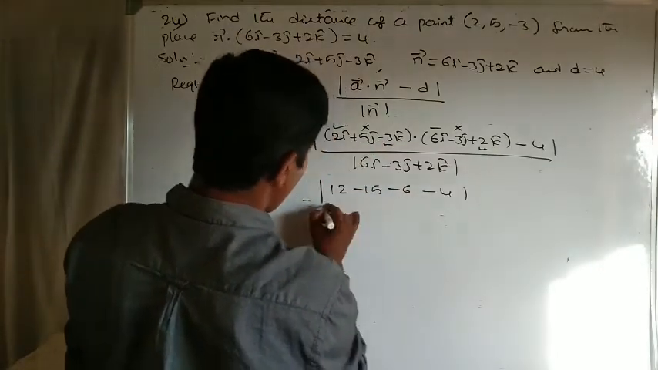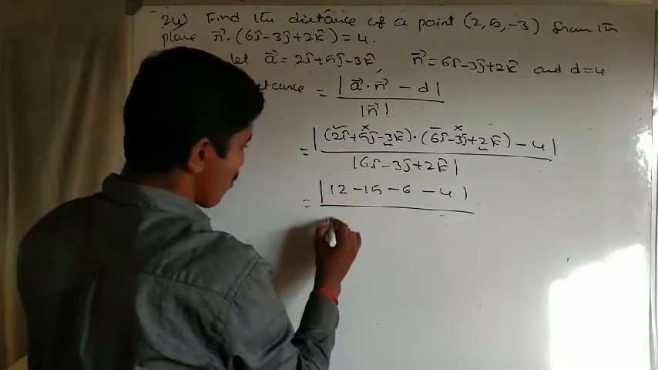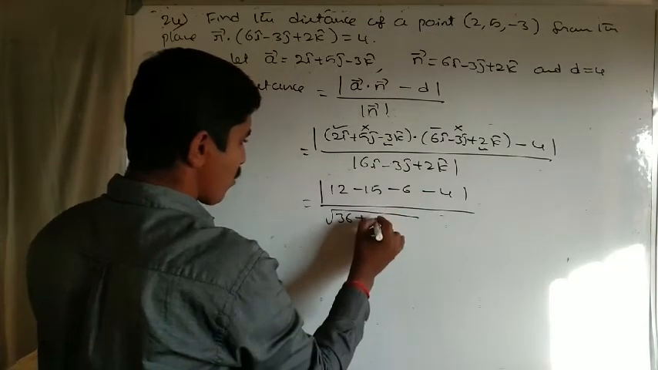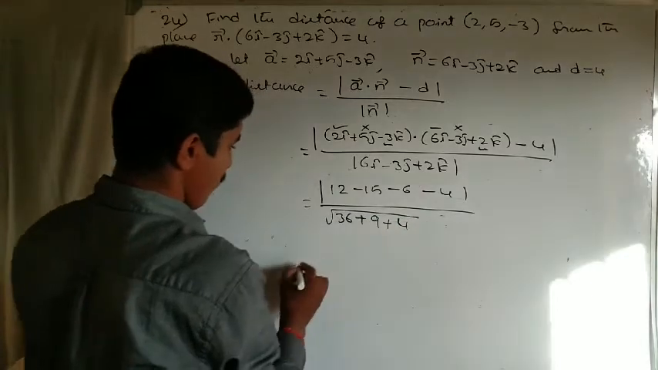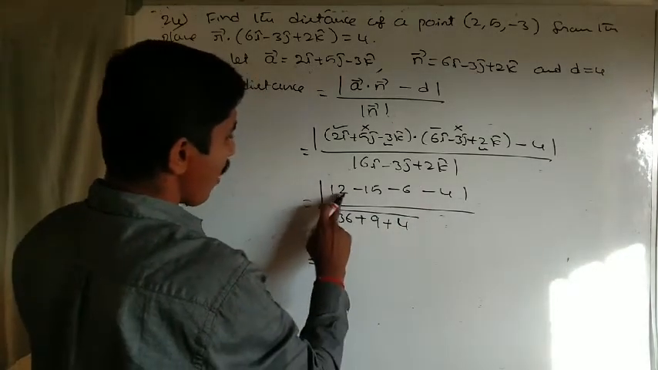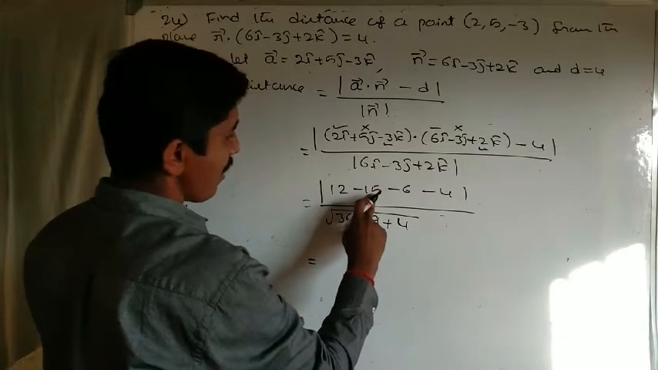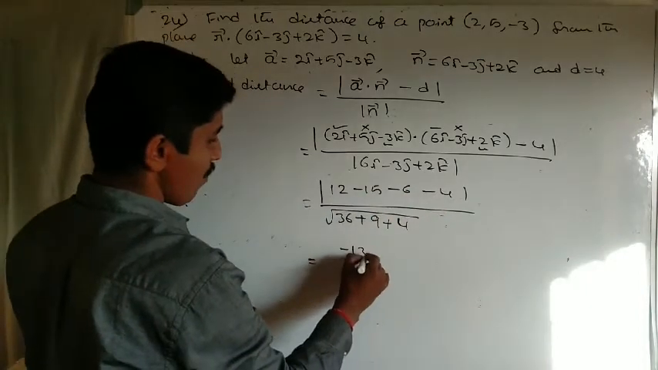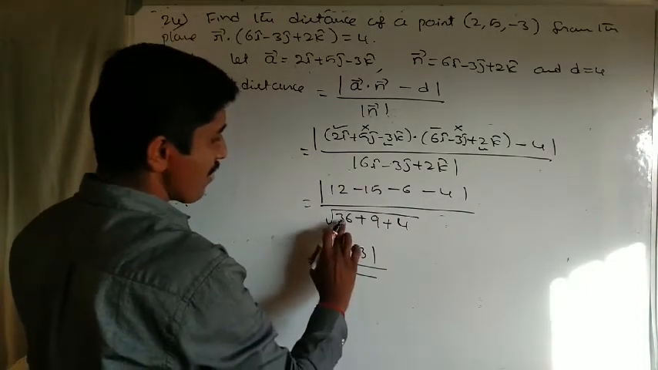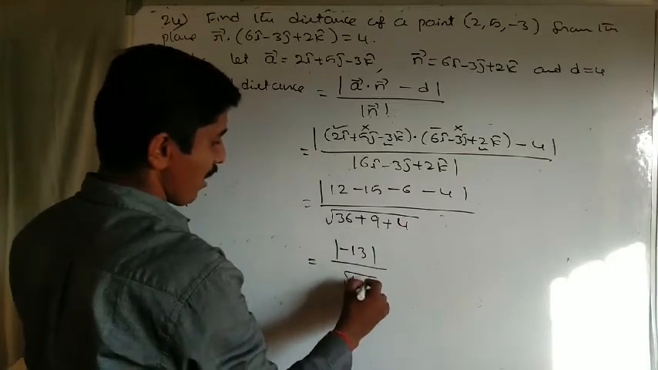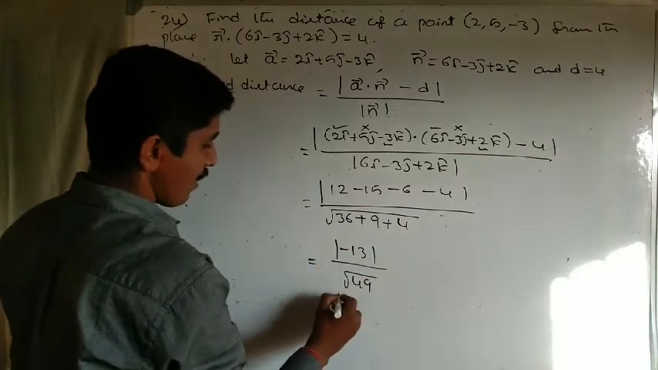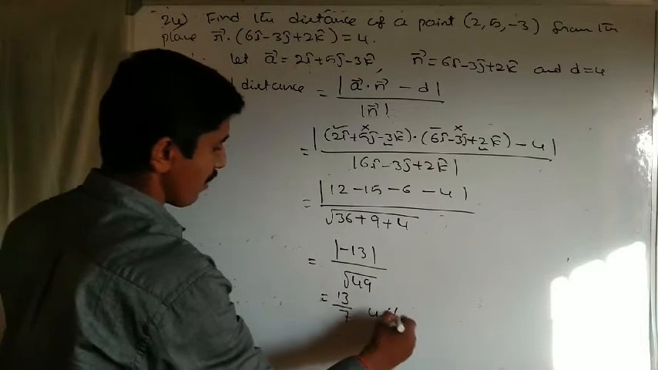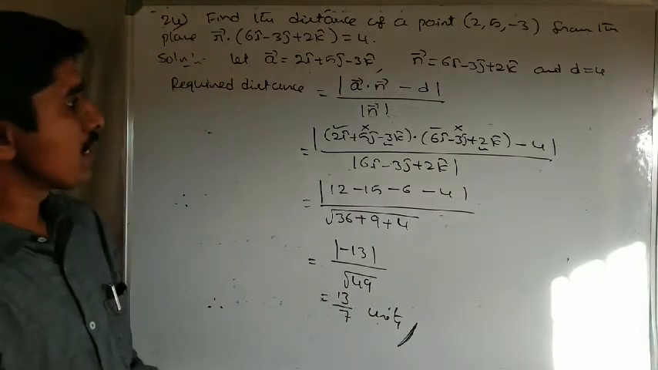Minus 4 divided by the magnitude of this vector, which means square root of i coefficient 6 square 36 plus j coefficient minus 3 whole square 9 plus k coefficient 2 square 4. 12 minus 15 minus 6 minus 4 gives minus 13. Modulus of minus 13 divided by square root of 36 plus 9 plus 4, which is 49. Modulus of minus 13 is 13, divided by square root of 49, which is 7. This is the required distance: 13 by 7 units.